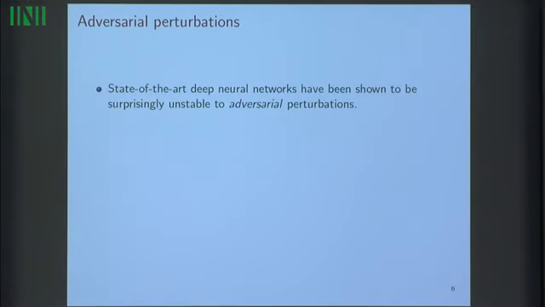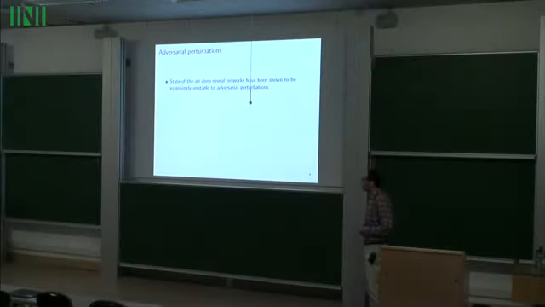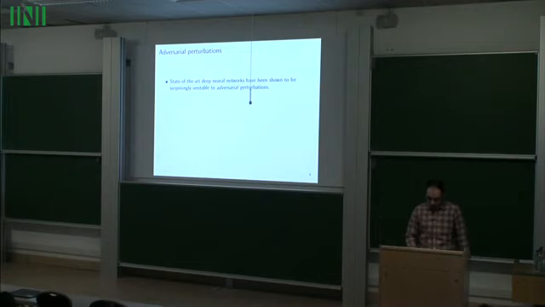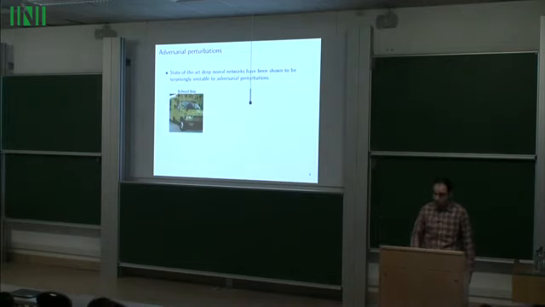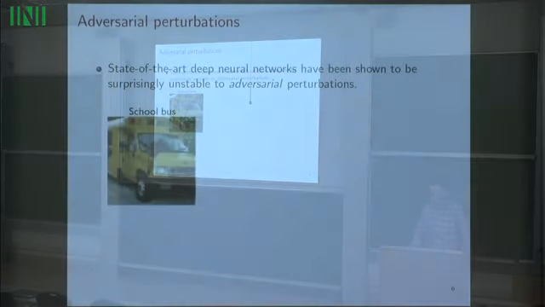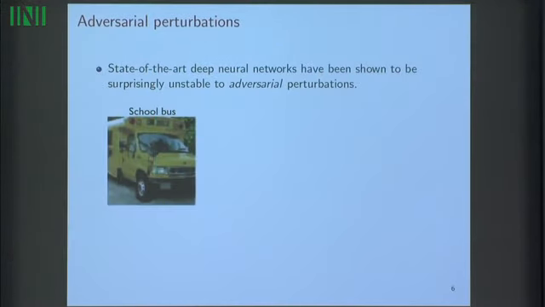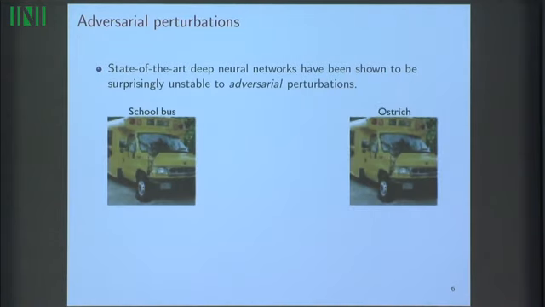Okay, so first things first, I guess we all know by now that state-of-the-art deep neural networks have been shown to be extremely unstable to adversarial perturbations. So what does this mean? Well, it basically means that this is an image of a school bus, correctly classified by a state-of-the-art deep neural network as a school bus. And this is an image that is classified by the deep neural network as an ostrich.